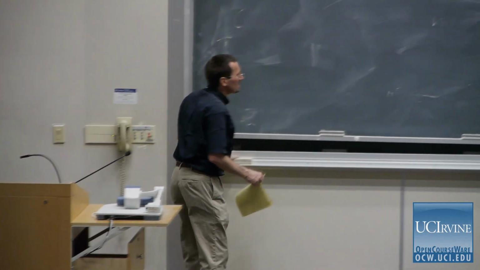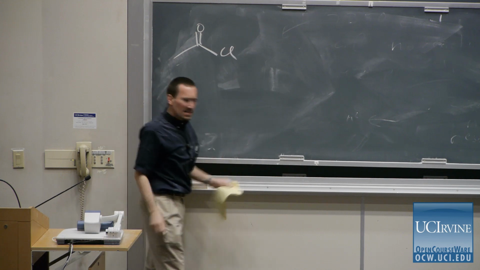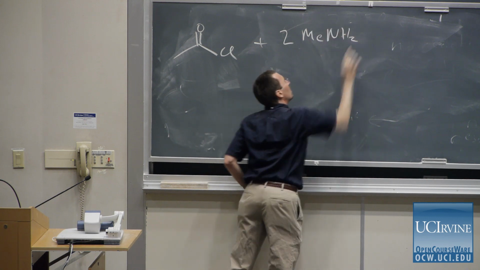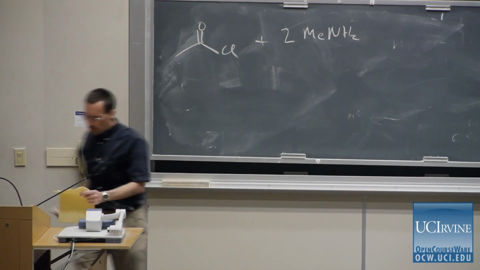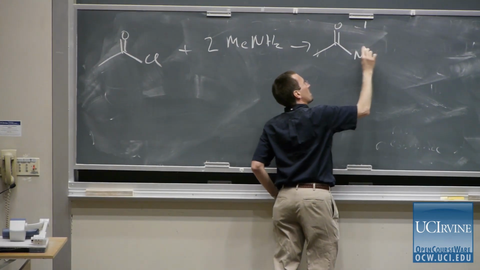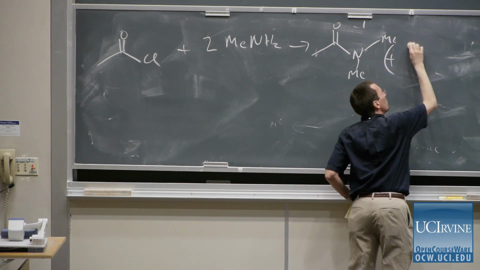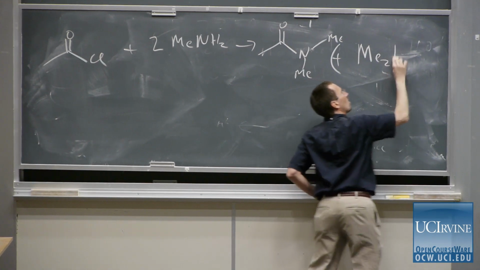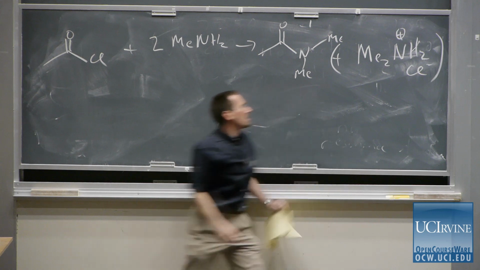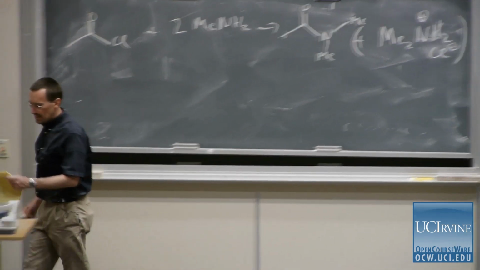And so by way of a specific example, I'll take acetyl chloride, and I want to write a balanced equation here. Let's look at its reaction with a simple amine, methylamine. Acetyl chloride can react with 2 molecules of methylamine to give dimethylacetamide. And organic chemists are always bad about balancing equations, but I will balance it. And dimethyl ammonium chloride, dimethylamine hydrochloride, Me2NH2 plus Cl minus as a salt.